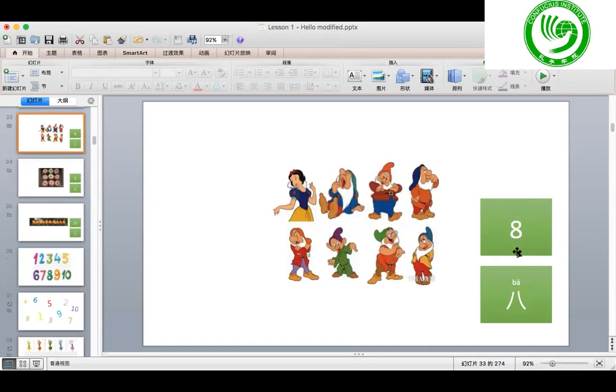8. One more time. 8. 8，很好。跟我读8。8。What is the gesture for 8? For 8, it is like this. 8.